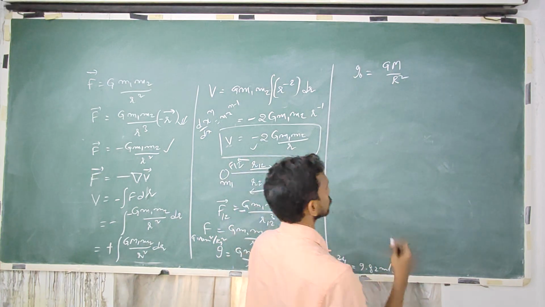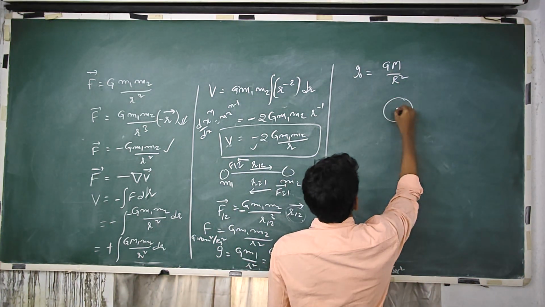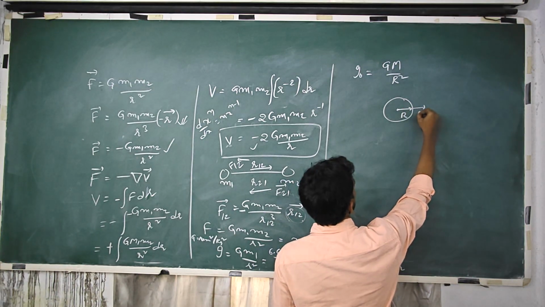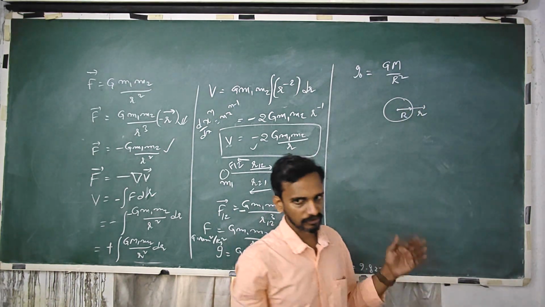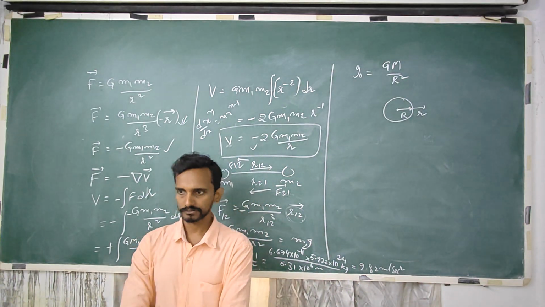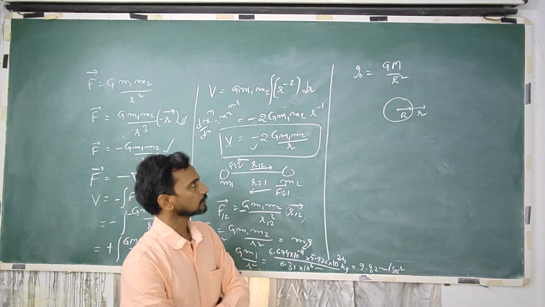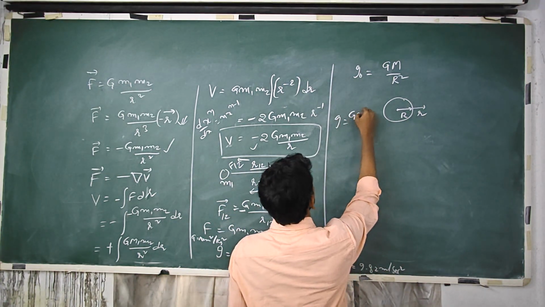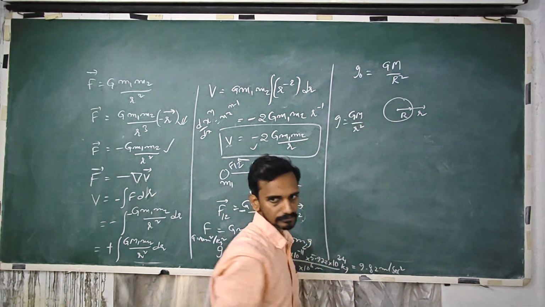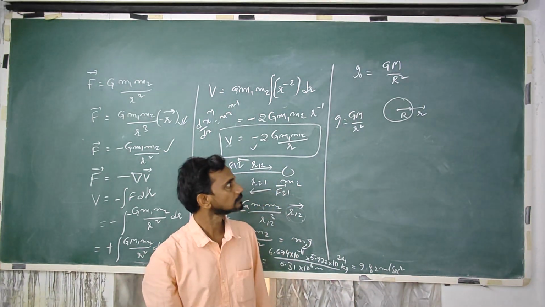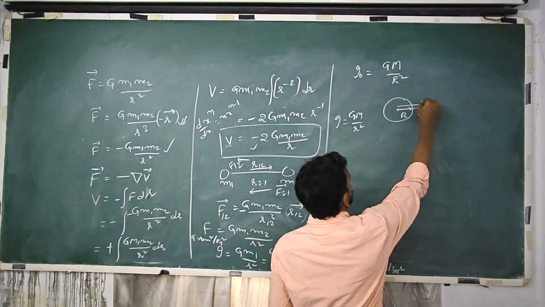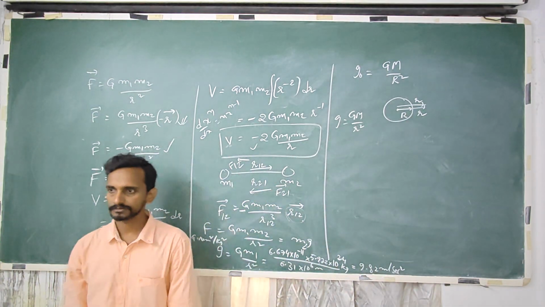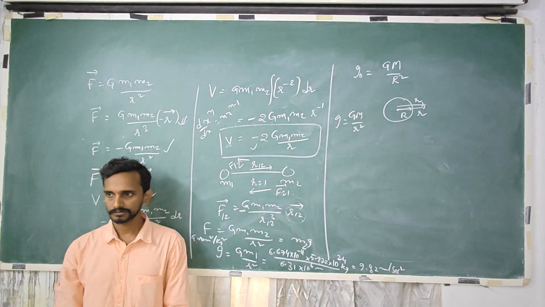So what happens when I go away from the Earth? Let's say this is the radius of the Earth, and I consider some distance away from the Earth as r. So the G value is given by Gm by r square. This r is the total distance from the center of the Earth.